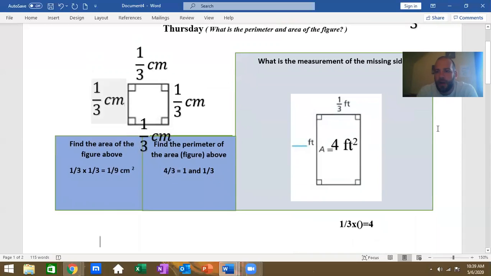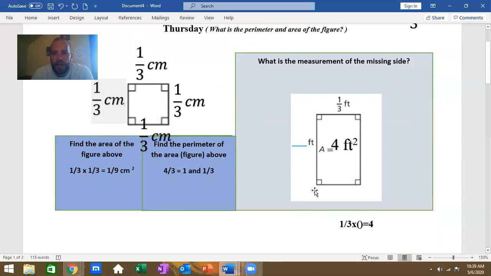What is the measurement of the missing side? So we know how to find area, right? You multiply this by this. So I wrote that down here. 1/3 times something is equal to 4. It's equal to 4 feet squared, but that doesn't really matter.